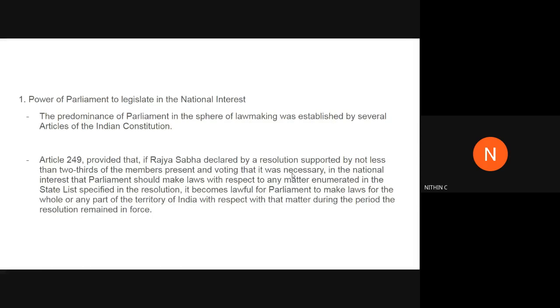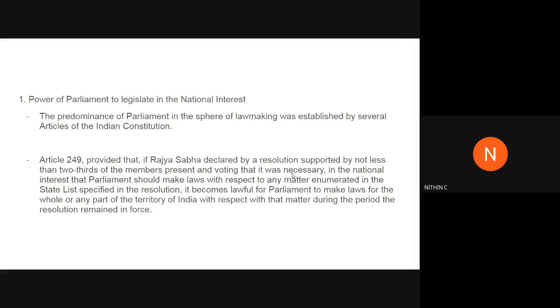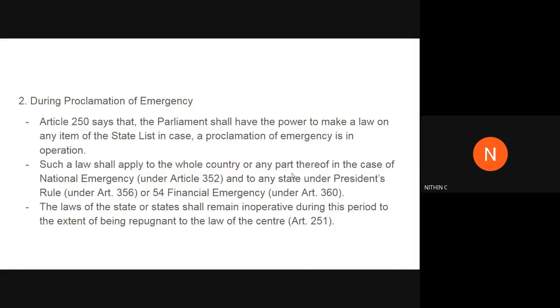Then powers of parliament to legislate in national interest. I will mention only the main points; we can discuss the details later. So these are some of the points which show the predominance of parliament. We are going to discuss a few points that show the predominance of parliament. Power of parliament to legislate in national interest. First one was that during proclamation of emergency, we give parliament some extra powers. Okay, that is the second thing.